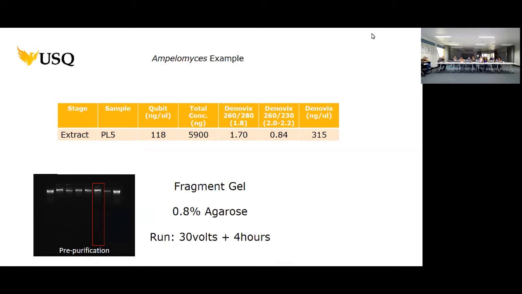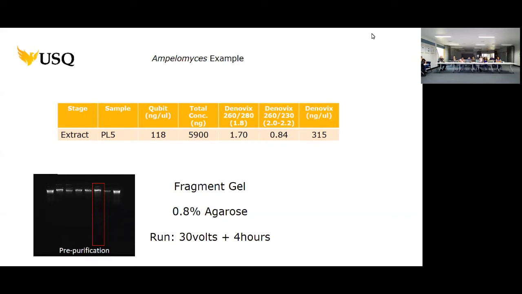I put it through the DeNovix, and got a 280 ratio of 1.7, so that's really good. It's a little bit lower than your 1.8, but that's acceptable. The 230 ratio was 0.84, so that's terrible. So I had to purify that. There's obviously something in there that is dragging that 230 ratio down, and it's contaminated.